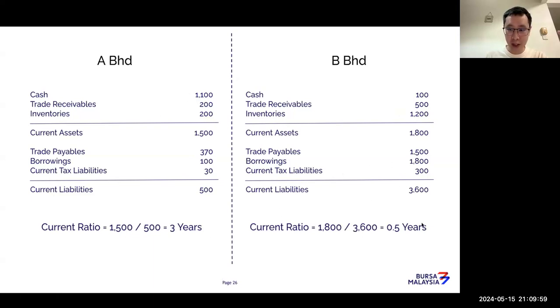Current ratio for B Berhad is half a year or 6 months. Now, look at this A Berhad and B Berhad closely. As a dividend investor, type in the chat box, which of these 2 companies do you think can actually pay out, will be a better paymaster when it comes to dividends? Which of the 2 companies can pay out dividends better?